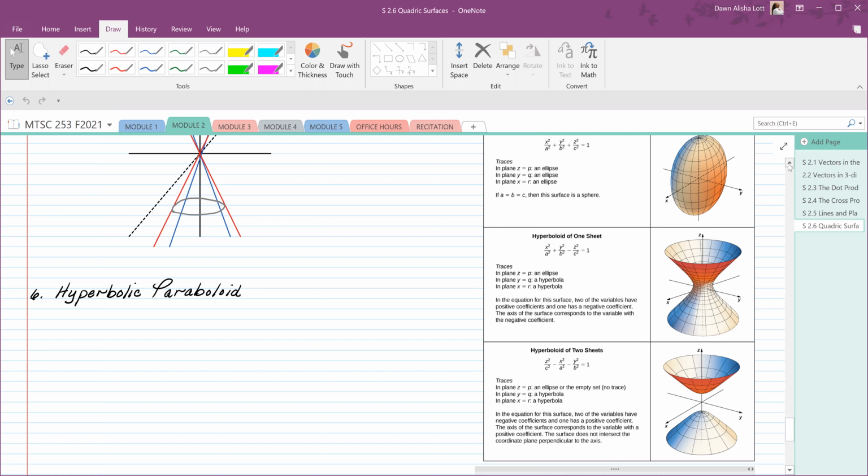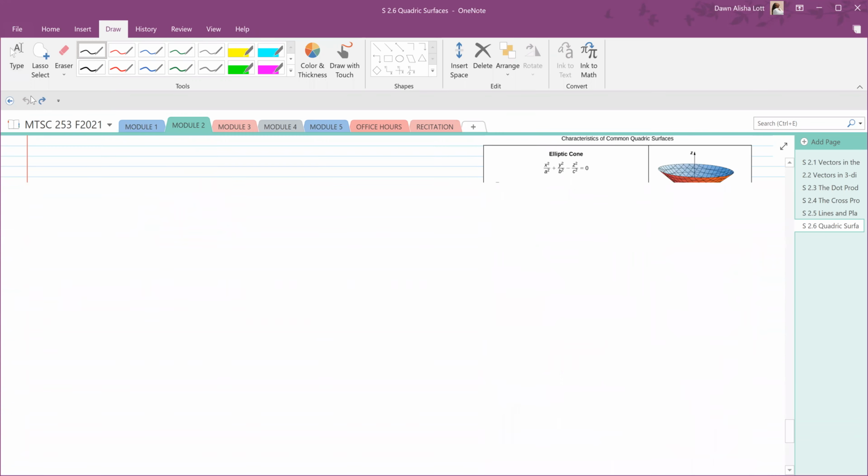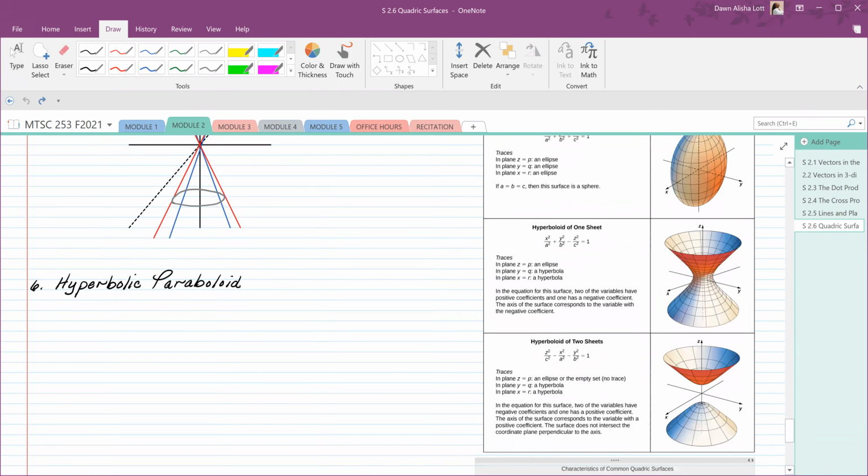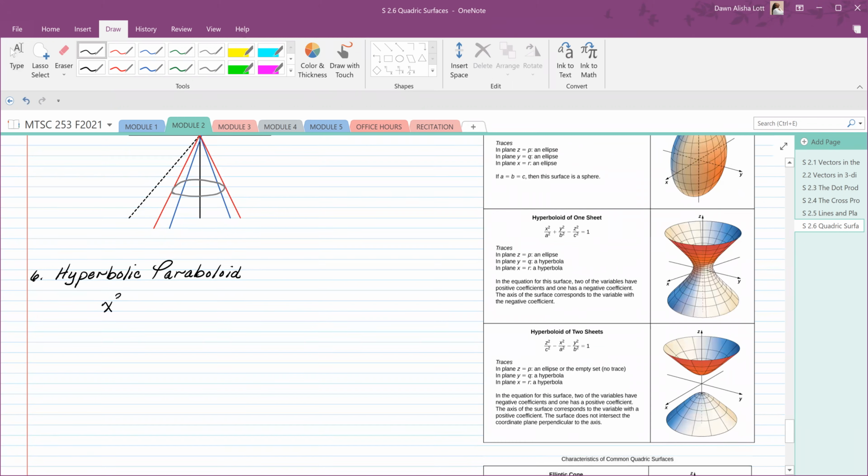Okay, so number 6 is the hyperboloid. And the hyperboloid is x squared over a squared minus y squared over b squared is equal to z. Now, the reason why this one is so tough is because you're going to see 3 different things and you have to put them all together.